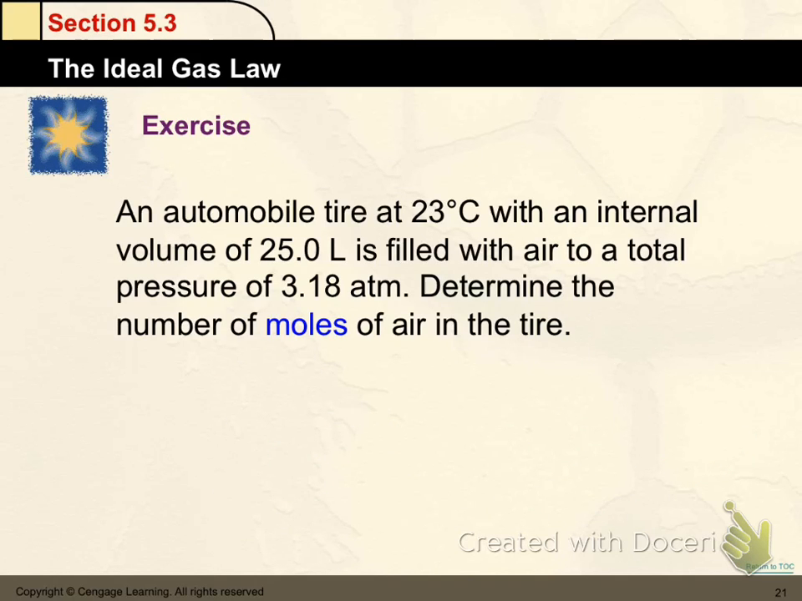All right, an automobile tire at 23 degrees Celsius with an internal volume of 25 liters is filled with air to a total pressure of 3.18 atmospheres. Determine the number of moles of air in the tire. This is kind of a funny example. We never care about the number of moles of air in the tire, but it's still interesting to know. If you know the number of moles of air in the tire, you could figure out the number of grams of air in the tire, and then maybe that's useful. I'm not sure. So let's figure out how to do this.